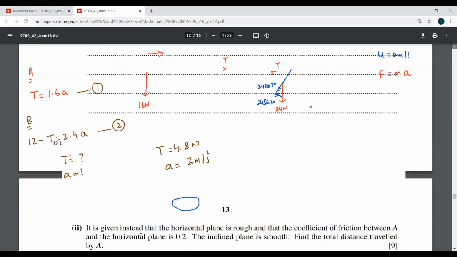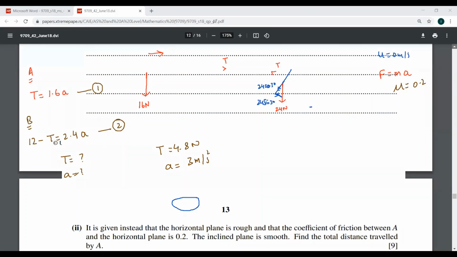He says it is instead given that the horizontal plane is rough. So please remember that the horizontal plane is rough and the coefficient of friction is given. Let me write it here. The coefficient of friction is 0.2. The inclined plane is smooth. Find the total distance traveled by A.